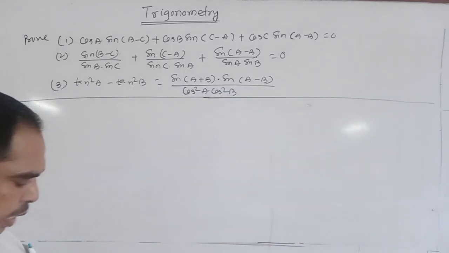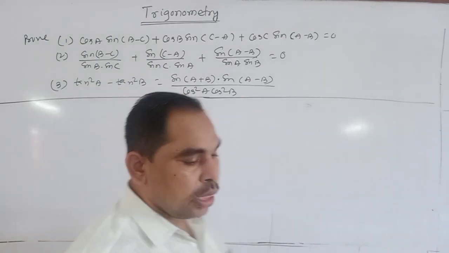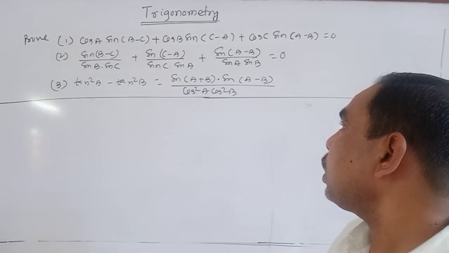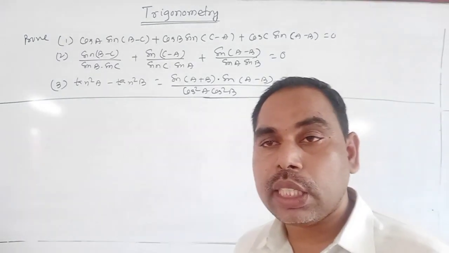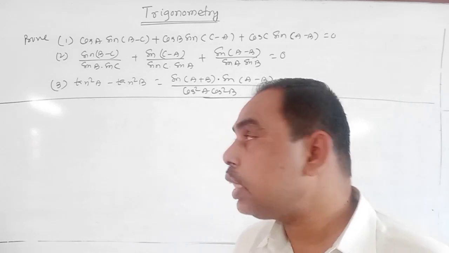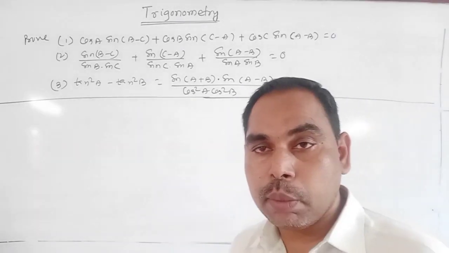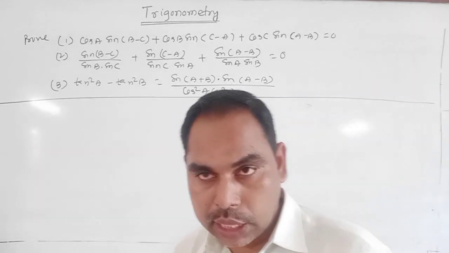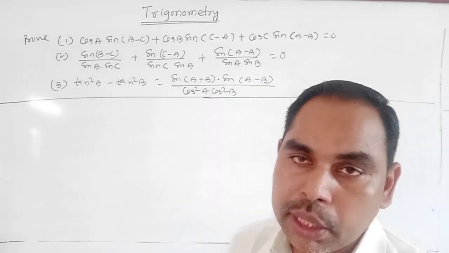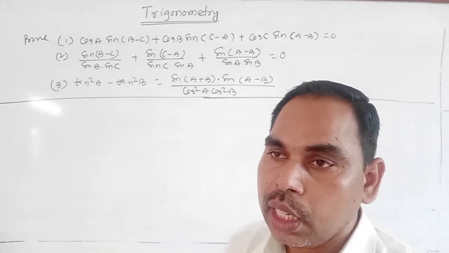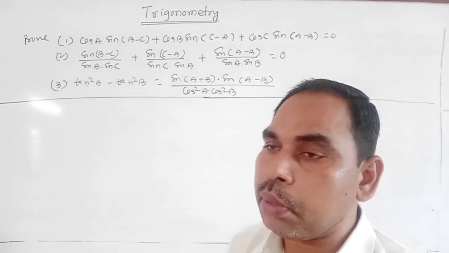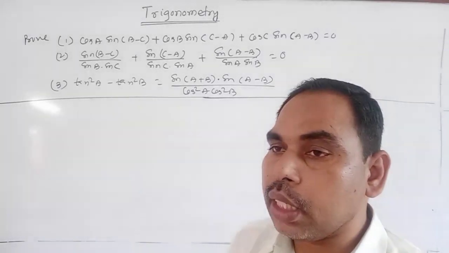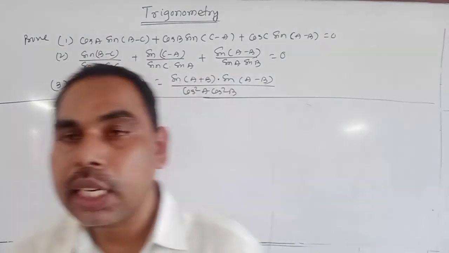Prove: cos A into sin of B minus C plus cos B into sin of C minus A plus cos C into sin of A minus B is equal to 0. Next one: sin of B minus C divided by sin B into sin C, plus sin of C minus A divided by sin C into sin A, plus sin of A minus B divided by sin A into sin B, is equal to 0. And last one: tan square A minus tan square B is equal to sin of A plus B into sin of A minus B divided by cos square A into cos square B.